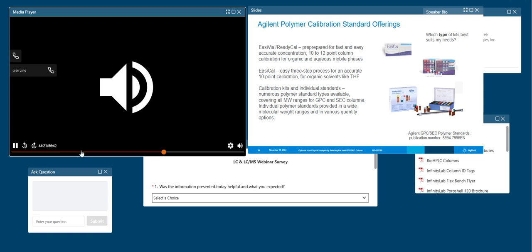EasiCals. This is a kit that is only available for polystyrene standards, and it comes in 2 molecular weight ranges. This is an easy 3-step process to use. You take a spatula that has a polymer film coated on the end of the spatula that contains 5 different molecular weight standards. You put your spatula into a sample vial, add a given amount of solvent, and allow the polymers to come into solution. Make 2 injections, and have an easy 10-point calibration.